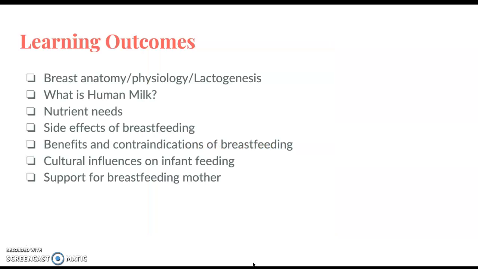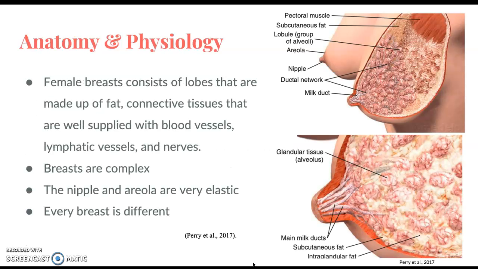Our learning outcomes for today are breast anatomy, physiology, lactogenesis, what is human milk, nutrient needs, side effects of breastfeeding, benefits and contraindications of breastfeeding, cultural influences on infant feeding, and support for breastfeeding mothers. So a little more in depth on breastfeeding.